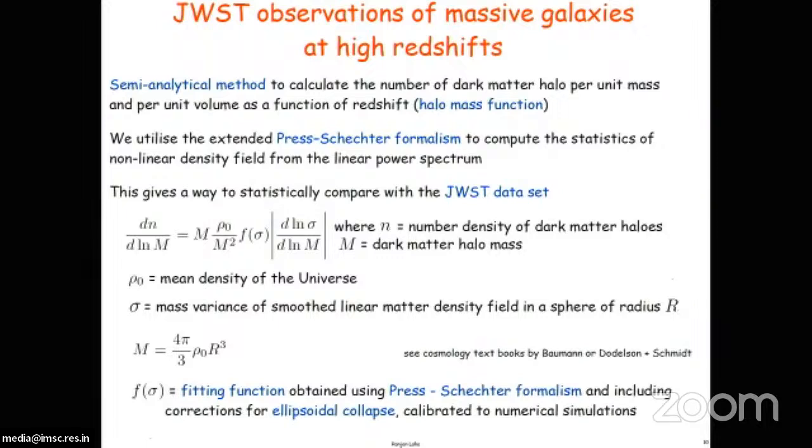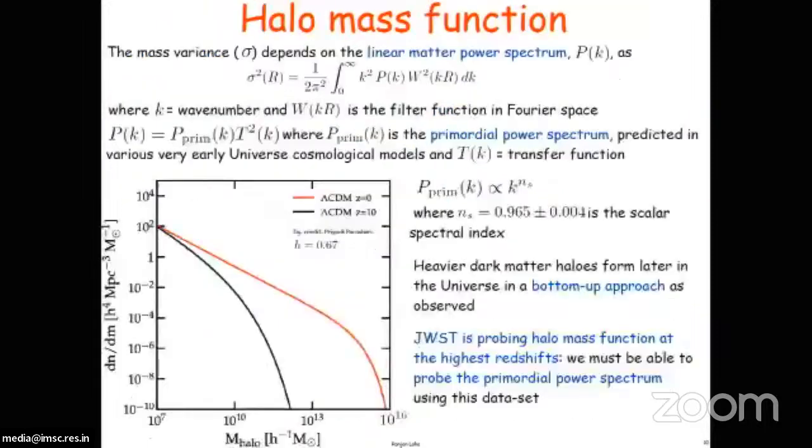However, as I said, this is semi-analytical. You do need some numerical simulation, which comes in through the fitting function, the Press-Schechter or the Sheth-Tormen fitting function, or there are some others also. All right, so you can do this, and the place where the primordial power spectrum comes in, which is something dictated by inflation, is here. When you calculate this mass variance, you have to use this formula.